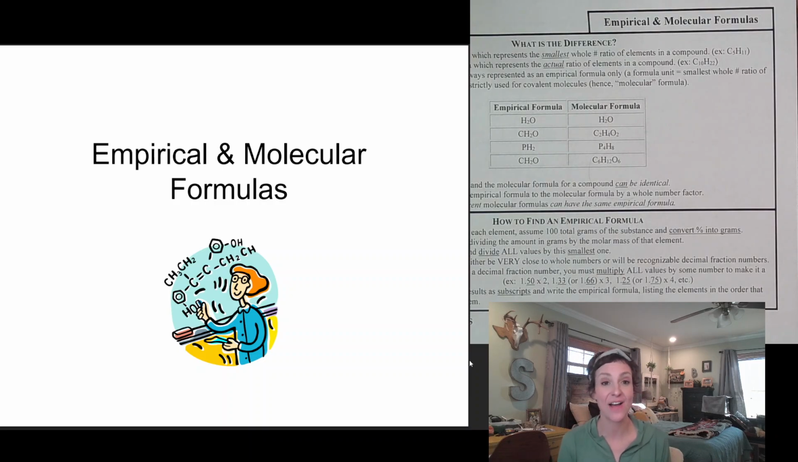Today's lesson is on empirical and molecular formulas. In a first-year chemistry course, this is probably, at least in my opinion, one of the most one-off lessons. And what I mean by that is this is something that once we learn it, we don't really use it for the rest of the year.